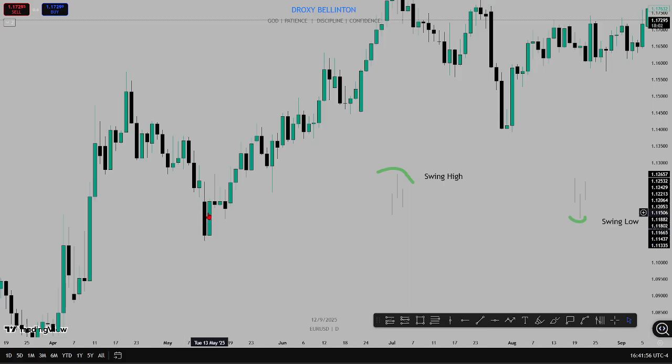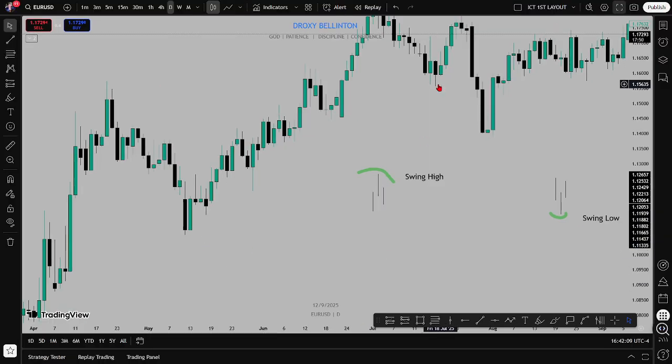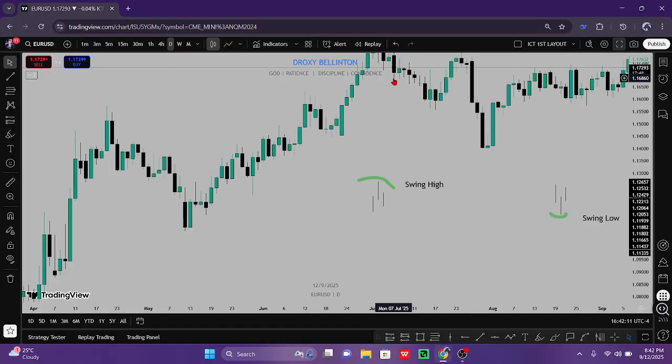One, two, three. The black candle has the lowest of them. So we call this thing a swing low. We call it a swing low.